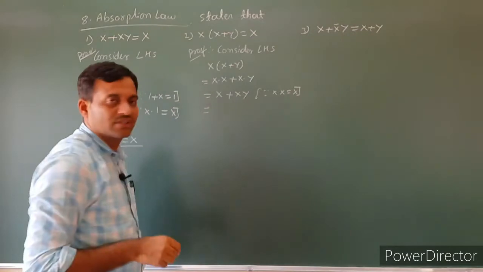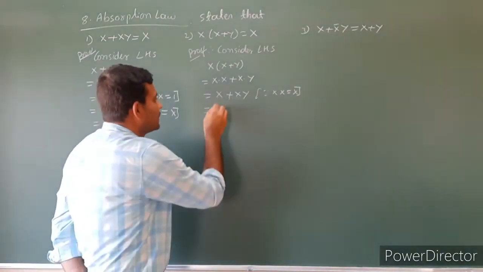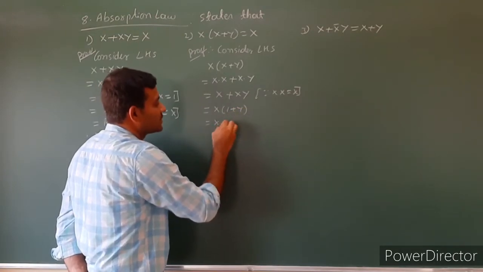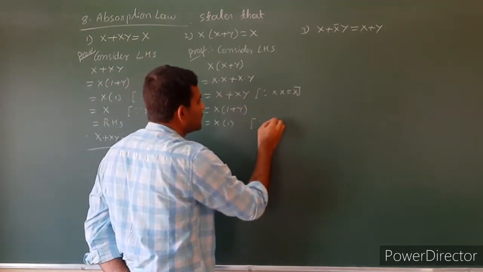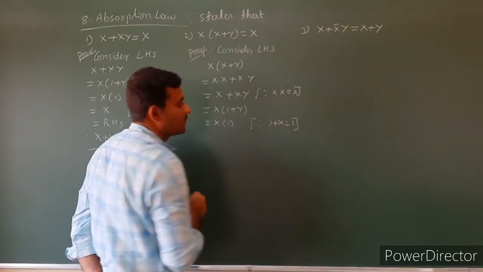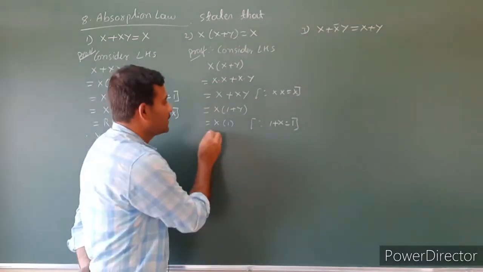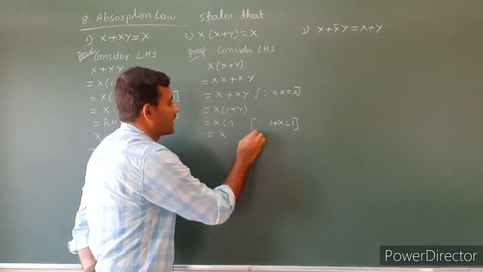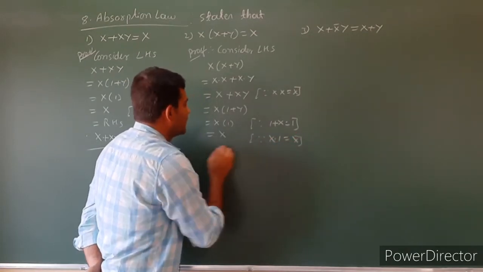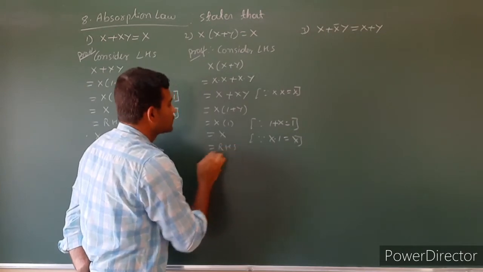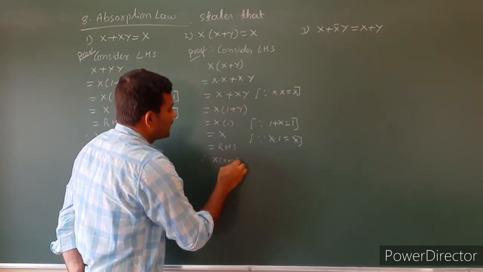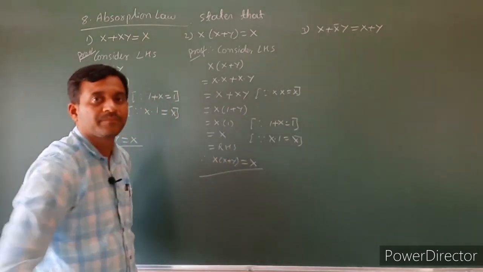Then which is equal to, again take a common factor, x common here, 1 plus y. Again 1 plus y which is equal to 1. Why is it? Because 1 plus x which is equal to 1 by properties of zeros and ones. Then x into 1 again which is equal to x, because x into 1 which is equal to x. Then this is the right hand side. So here we have proved that x into x plus y which is equal to x.